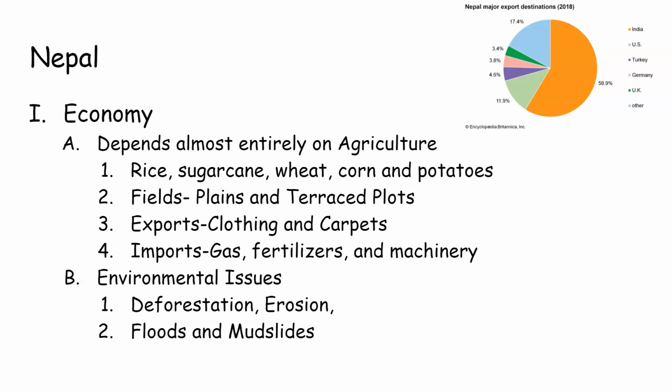Exports-wise, similar to what we saw with Bangladesh, clothing is a big one. You're also going to see carpets coming out of Nepal, and this certainly makes up the majority of what they're selling to other countries. Imports, not a lot of petroleum reserves, and so gas and oil would be imported into Nepal. You're going to see fertilizers. Again, not a lot of chemical development in Nepal, and of course, with agriculture being important, fertilizers are also going to be important. And then lastly, machinery. And again, that is to help particularly in agriculture.